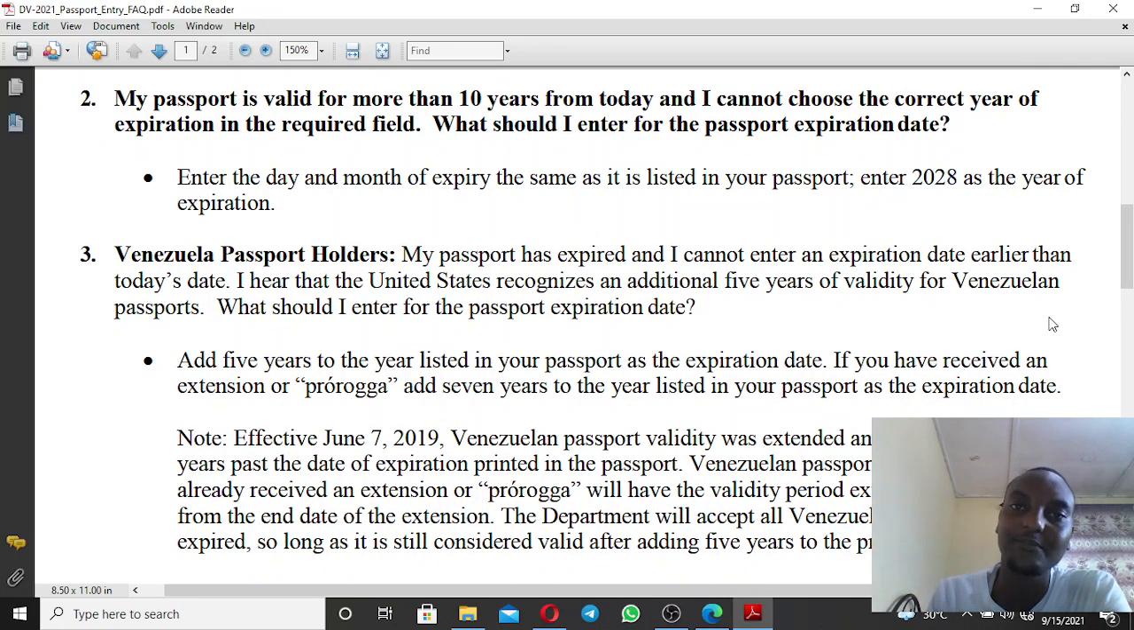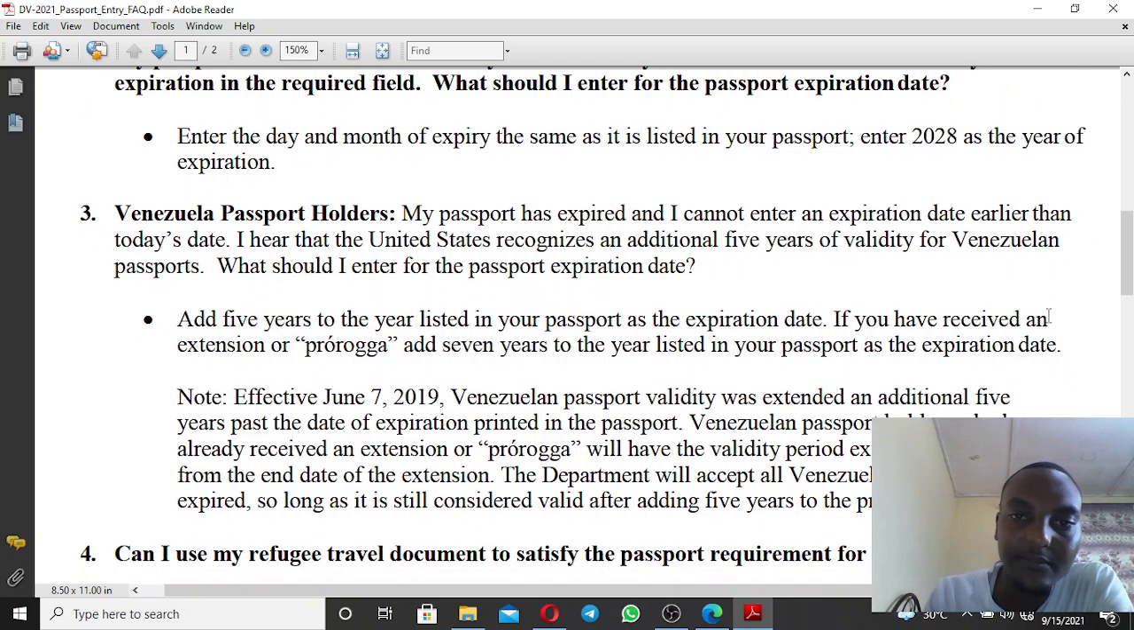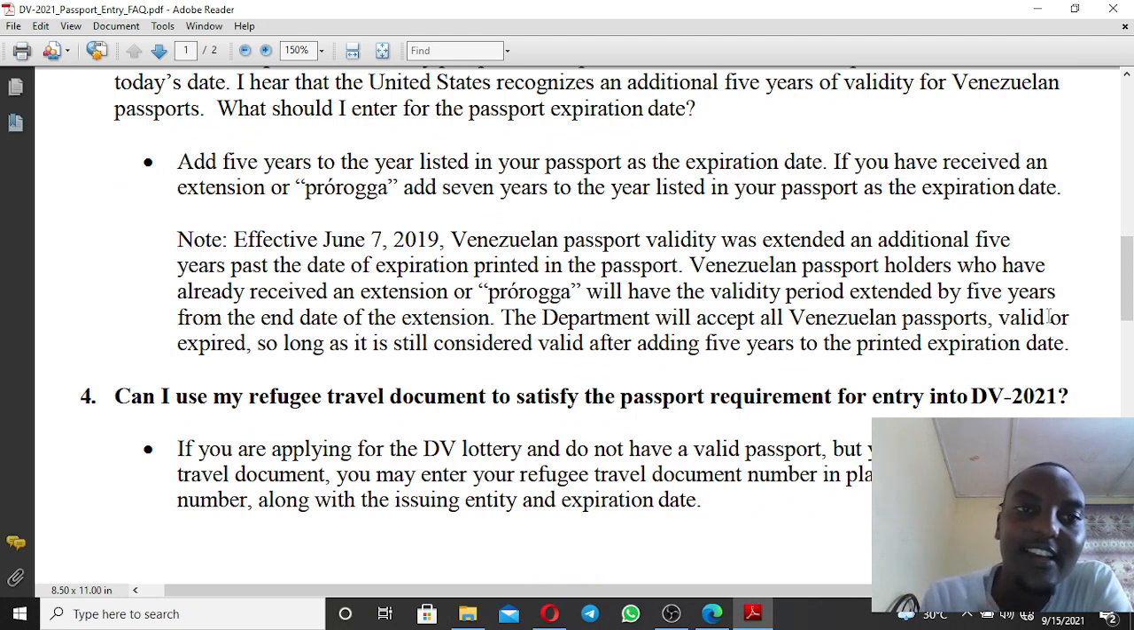The third question is concerning people who hold a Venezuelan passport. The question is, my passport is expired and I cannot enter an expiration date earlier than today's date. I hear that the United States recognized an additional 5 years of validity of Venezuelan passports. What should I enter for the passport expiration date? And the answer is, add 5 years to the year listed in your passport as the expiration date.